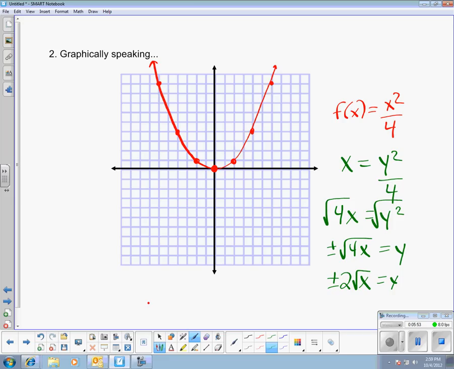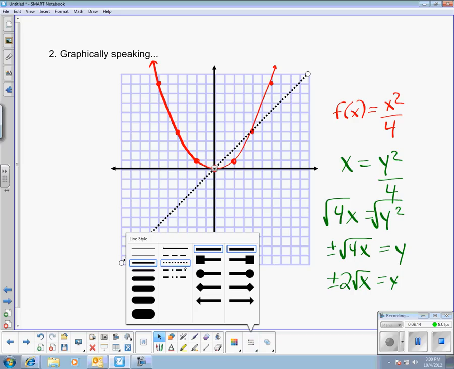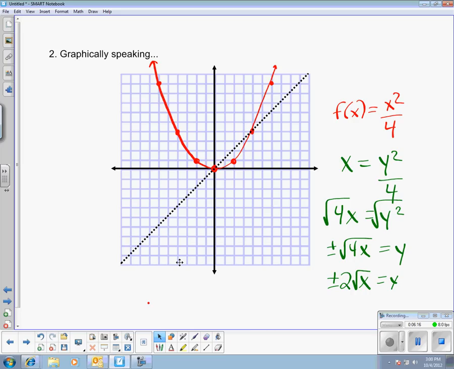and I just want to show you what this graph looks like. So plus 2 times the square root of x. All points are going to be reflected across the line y equals x. So here's y equals x. And I want to make it a little less prominent. So there's y equals x. Every point in that red graph needs to be reflected across that line. And then I will have the graph of plus and minus 2 times the square root of x.